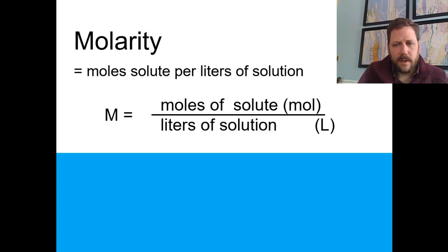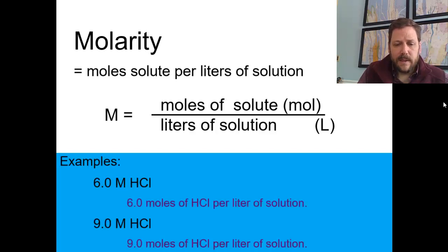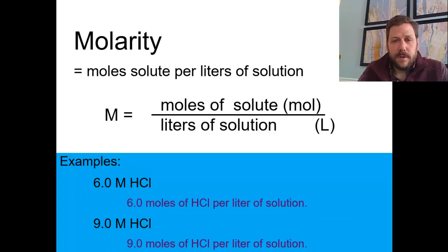You might remember that a lot of solutions that we used were labeled as being, for instance, 3 molar or 2 molar. This is how we would read a quantity like this. 6 molar hydrochloric acid is 6 moles of hydrochloric acid per liter of aqueous solution, or per liter of solution total. 9 molar hydrochloric acid is more common. So let's talk about how this equation can be used.